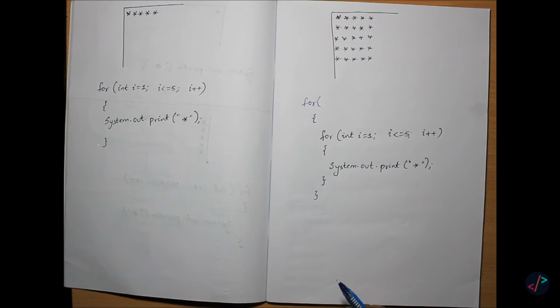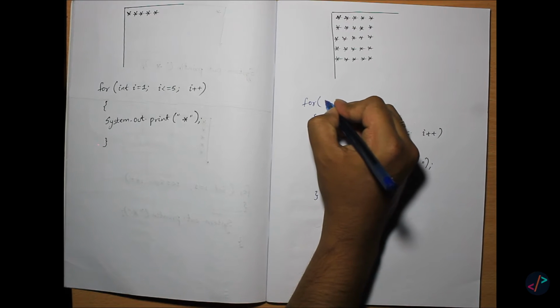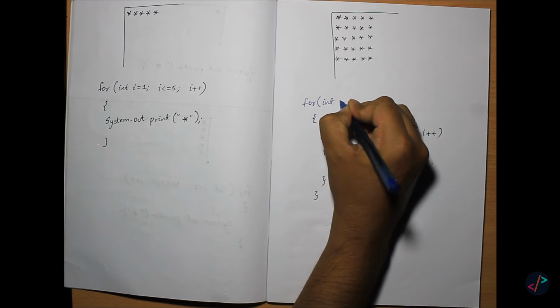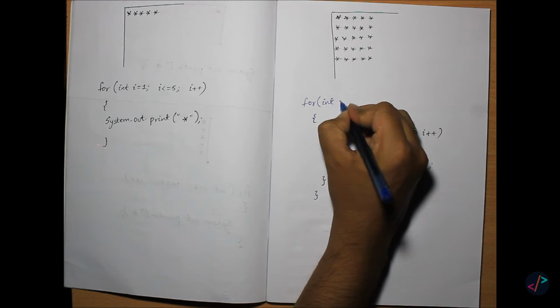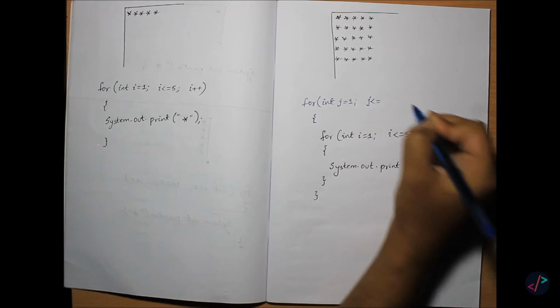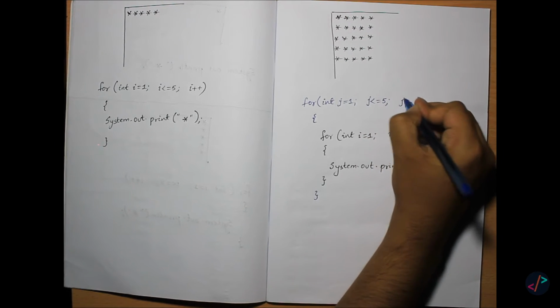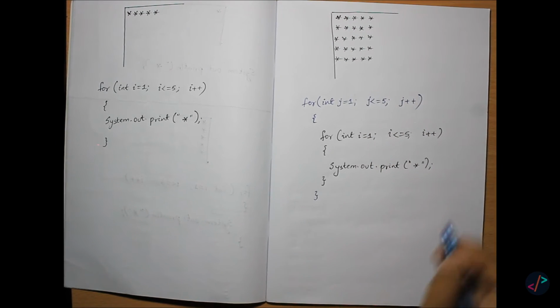How many times should this for loop run? This for loop should run again 5 times. So I will write int, maybe some other variable name, like j equals 1. How many times should I repeat this? 5 times. So j less than or equals to 5, and every time please increment, so j plus plus.